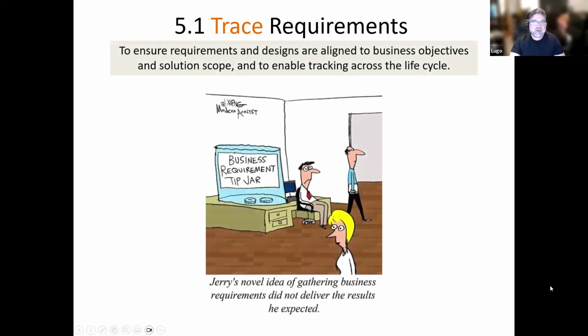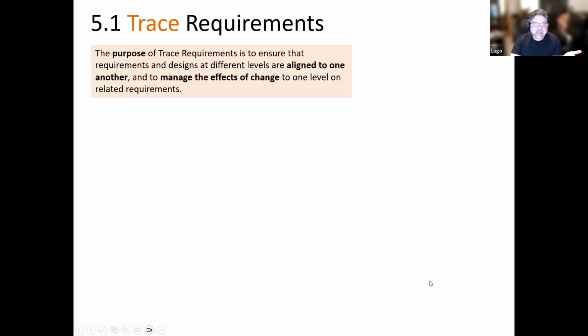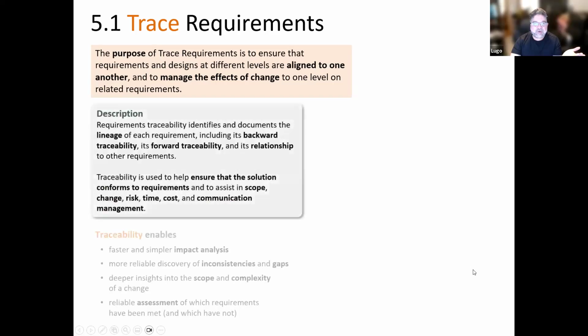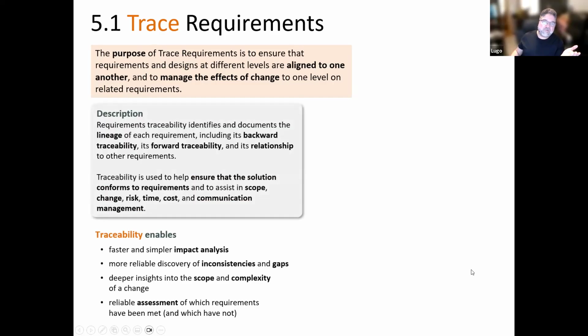So let's talk about trace requirements. Trace requirements are again about ensuring that our requirements are aligned to the business objectives. In other words, as you can see here, gathering business requirements does not always deliver the results we expect. So, purpose again: ensuring that the requirements are aligned with one another. We have a definition of what traceability is, which is ensuring that the solution conforms to the requirements.